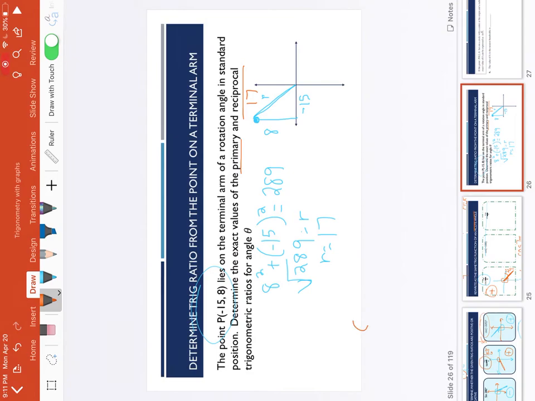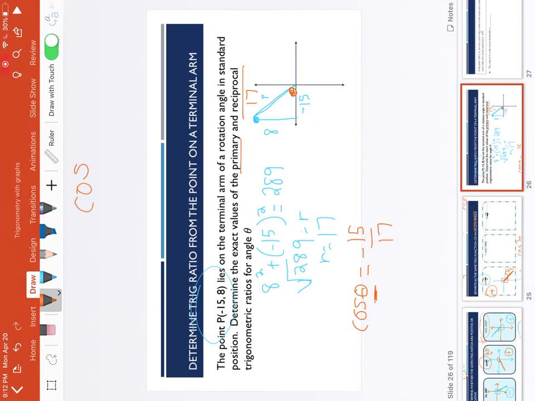So first I'm going to start with cosine. Make sure, again, we're really picky about notation in Math 30-1. So you can't just write cosine, because that doesn't really mean anything. You need the angle. So you can represent the angle by a variable. A lot of times you'll see it represented with that theta symbol. Okay, and we're going to use adjacent, which is -15, over hypotenuse, which is 17. Okay, and of course we're always using this angle here.